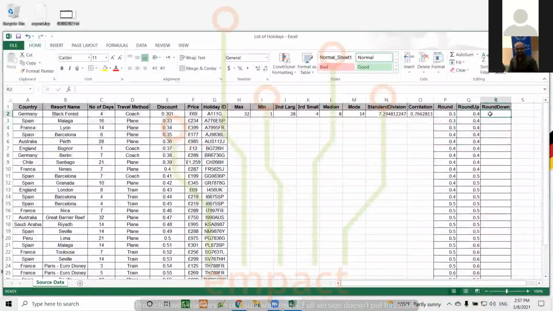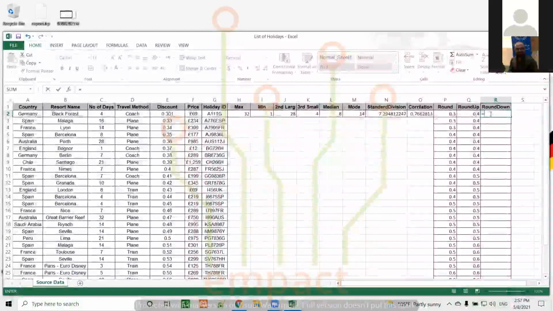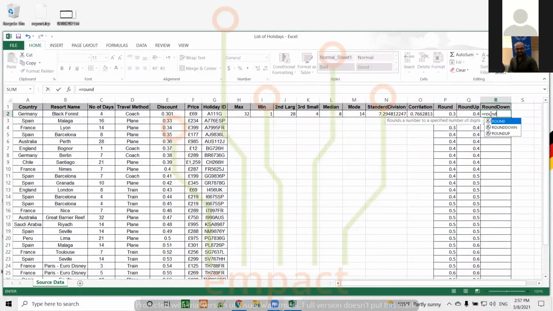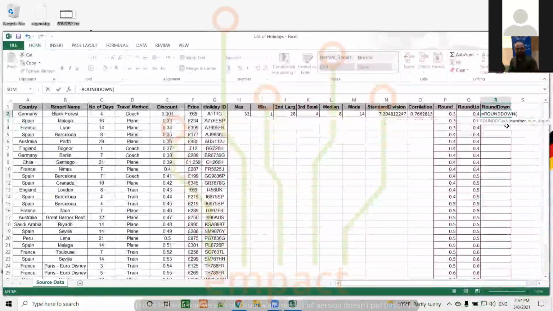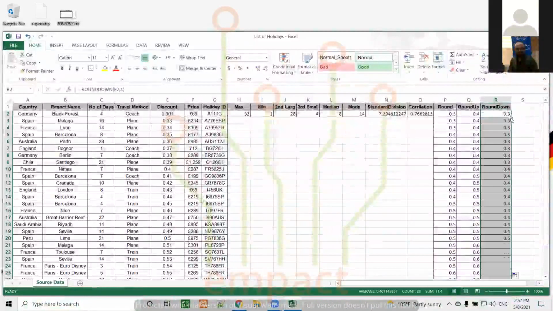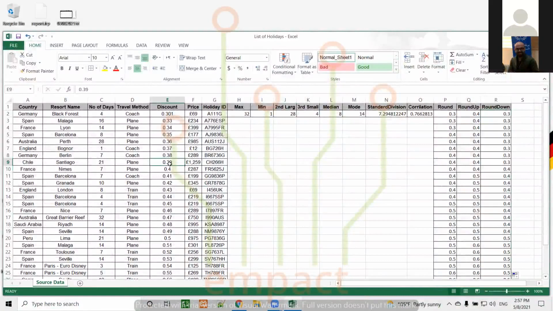Other way around, we have some other function, which is no matter what, it will just remove the number which is coming after the first digit, because we just want to ignore it. So we have round down. We'll give the number, and then for first digit, enter. It just removes. We see even if we have 3.9, it just shows us 3.